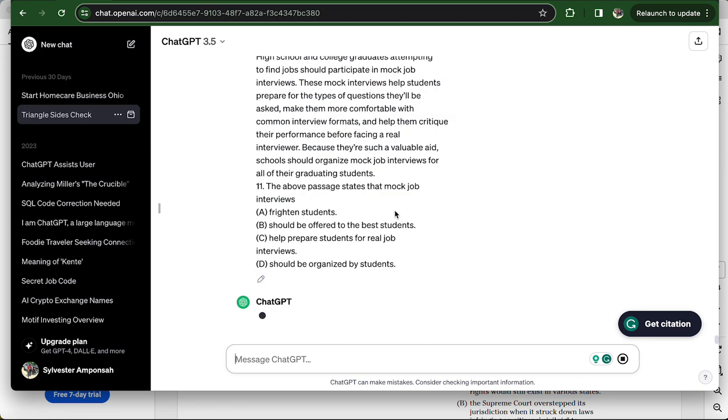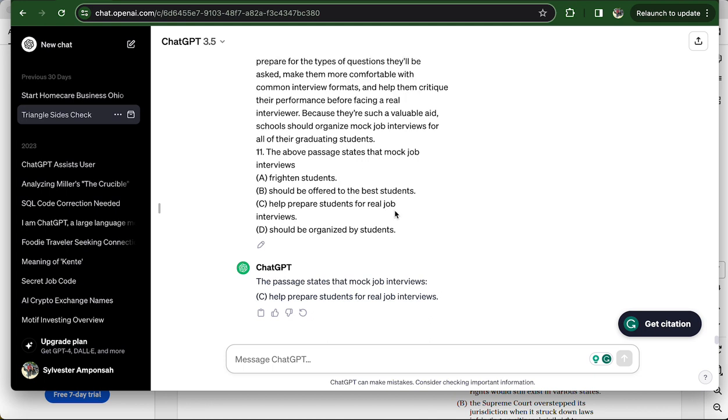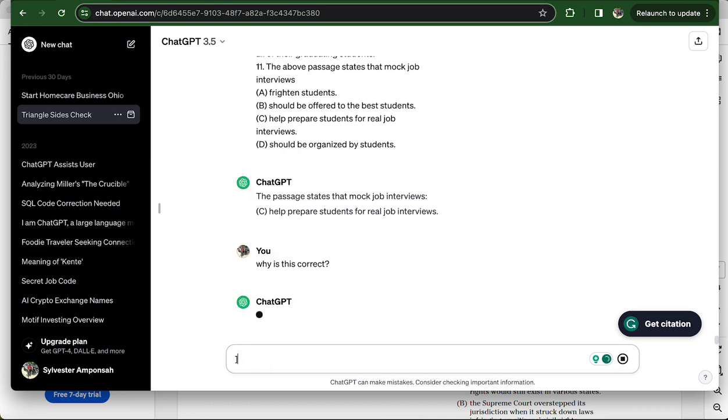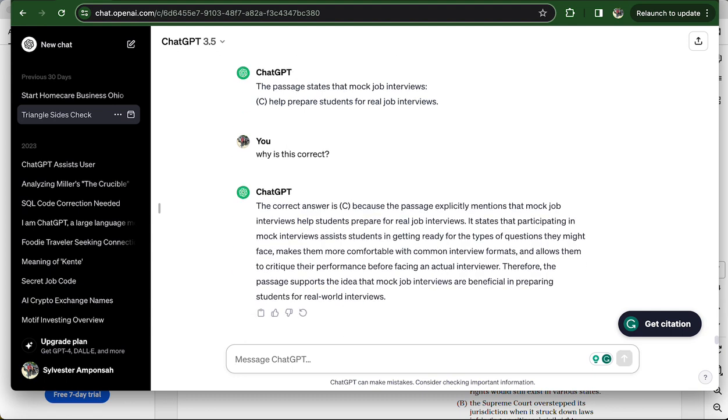So this is just for instance, in case you missed a question on the reading and didn't quite understand why the right answer is the right answer. Again, you can ask ChatGPT to help you out, and even ask it, why is this correct? And get some explanations. And then it tells you exactly why the correct answer is the correct answer, because the passage explicitly mentions that mock job interviews help students prepare for real job interviews. It states that participating in a mock interview.